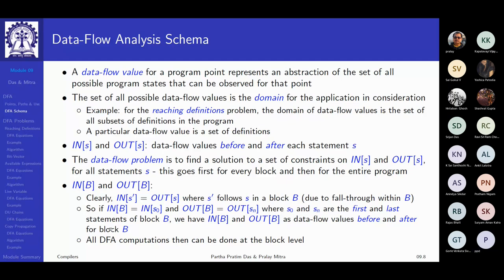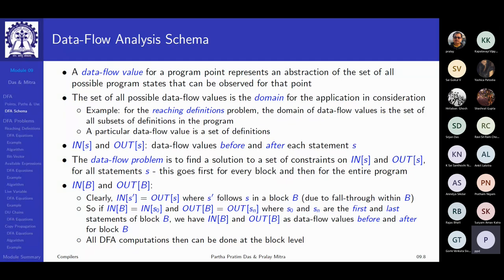Now, over the control flow graph, when we cross a basic block boundary, let's say in[B] is in[S0] and out[B] would be out[Sn], where S0 is the first statement of the block and Sn is the last statement of the block.